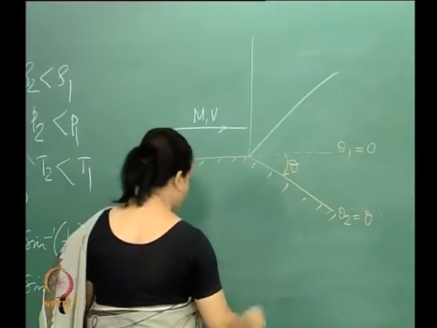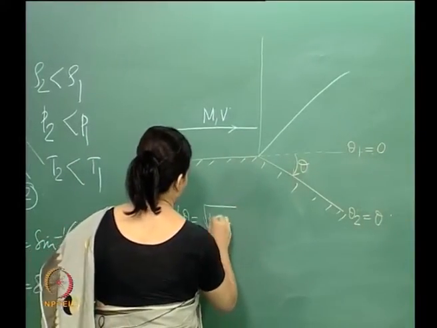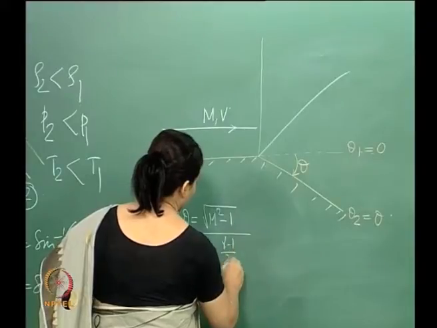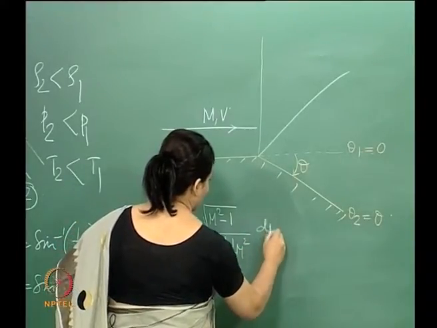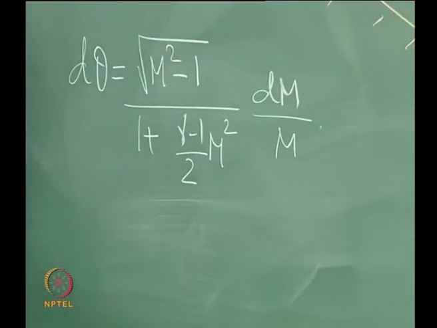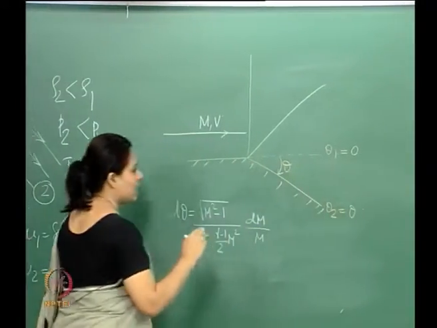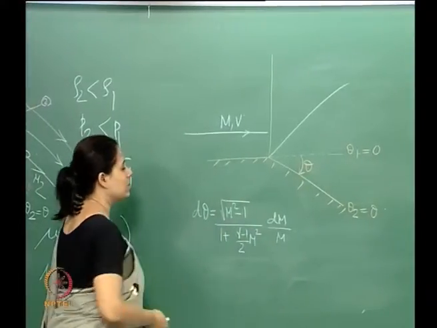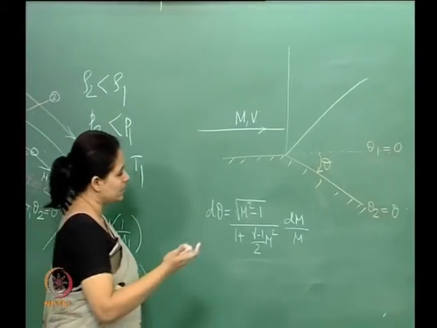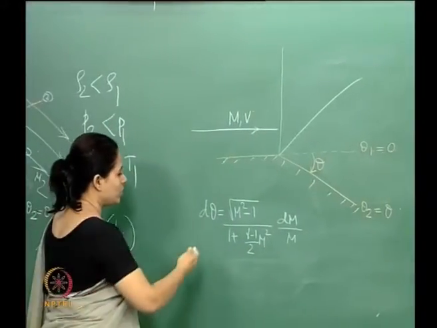So, therefore, the relationship that I have is that d theta is equal to square root of M squared minus 1, divided by 1 plus (gamma minus 1)/2 M squared, times dM by M. Okay. So, this is the relationship: for an incremental deflection, the corresponding change in the Mach number. For a total change in angle from theta 1 to theta 2, all we will do is integrate this.